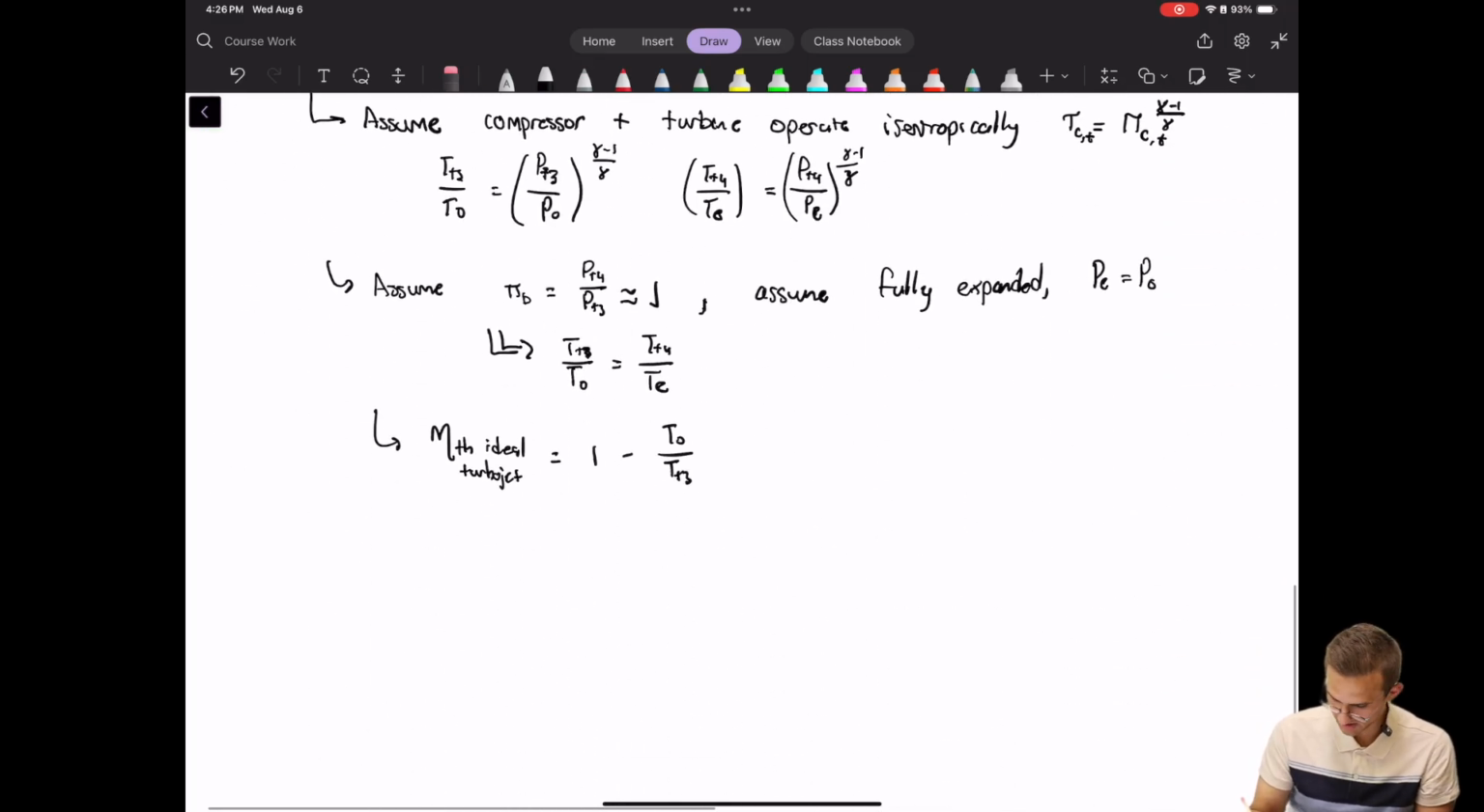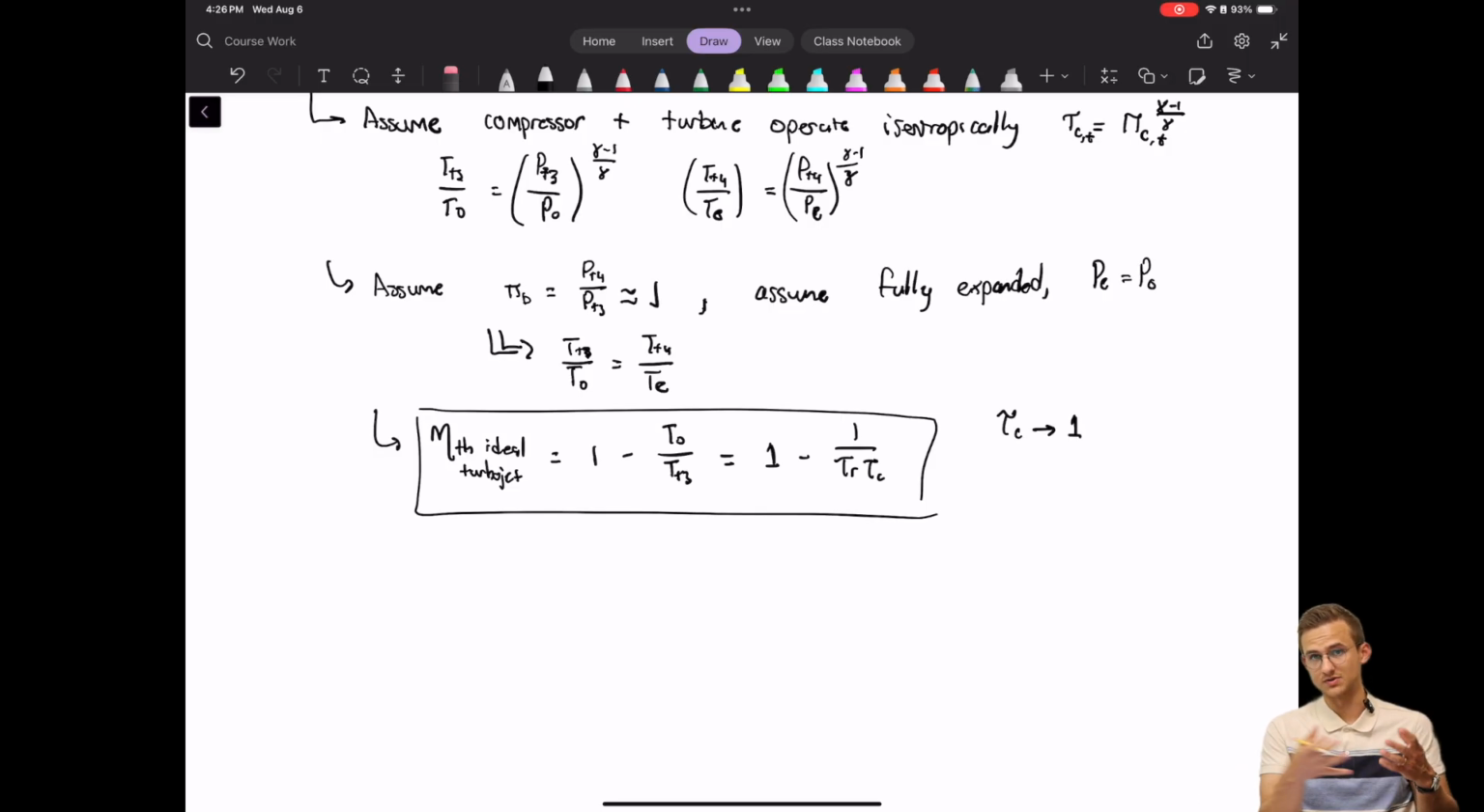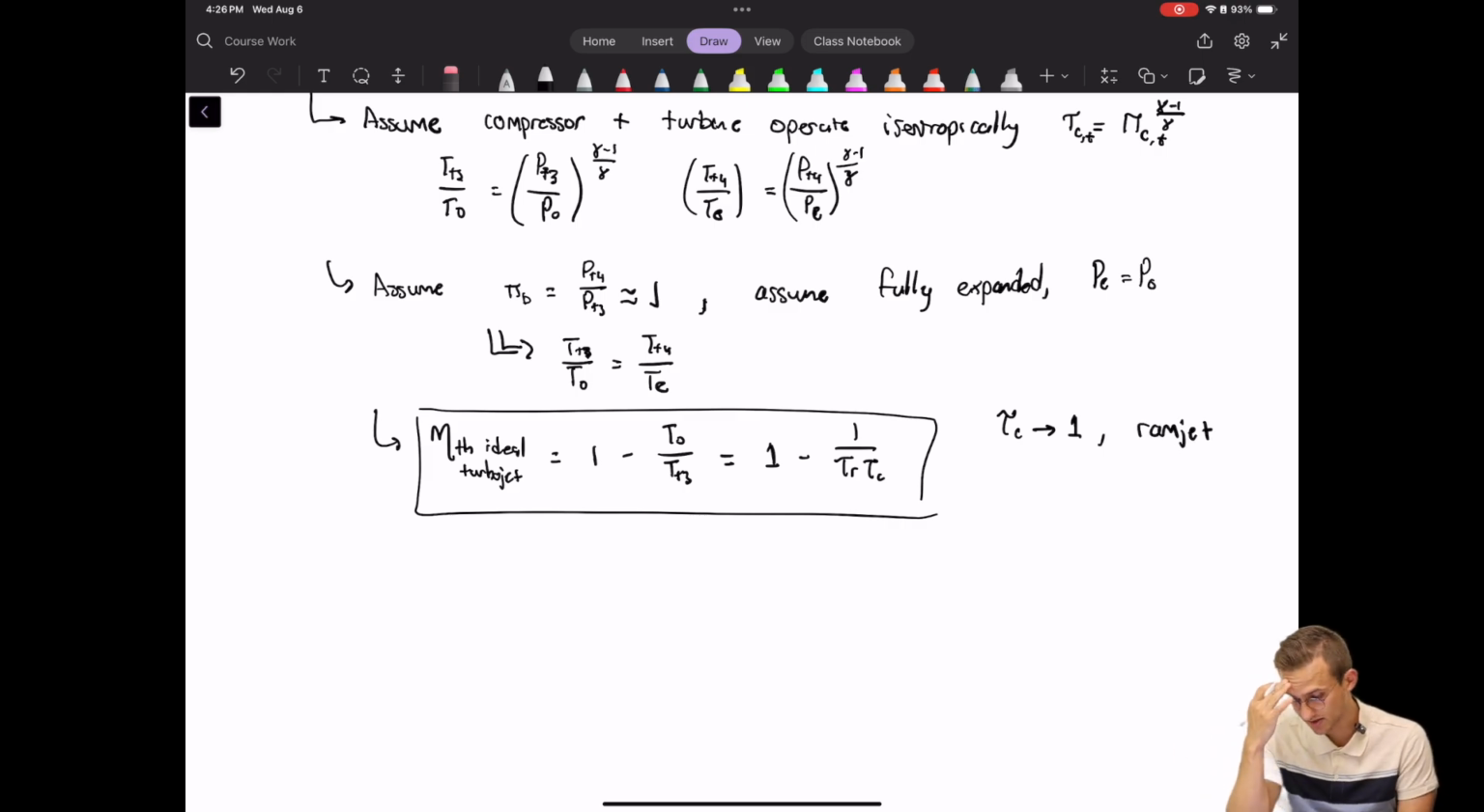Okay, which we can write in terms of our engine parameters as 1 over tau R times tau C. Okay, so one thing to note, which is the reason why we got this result, is you can see right away that if we take tau C to 1, in other words, you're literally taking the compressor out because it's not causing any sort of compression at all, then you end up with a ramjet. You recover the ramjet, which is good.